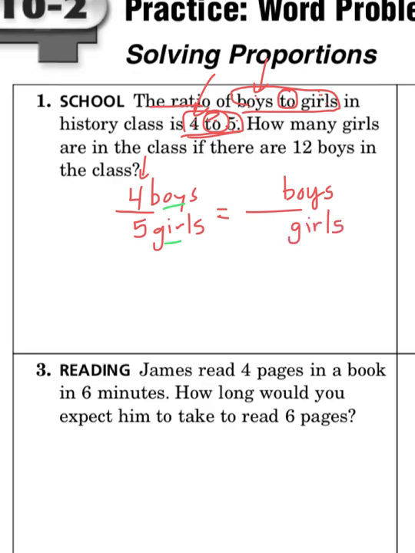Okay, so I'm almost done. So far, I wrote down the 4, I wrote down the 5, and now I still have this 12 here. It says, how many girls are in the class if there are 12 boys in the class? Well, I have this value 12. It says 12 boys. So would I put the 12 here, or would I put the 12 here? Well, I would put the 12 here, because it says 12 boys, and that's where I put boys. And it says how many girls are in the class. Well, we don't know that, so that is where my variable would go, because I don't know. I'm trying to figure out how many girls.